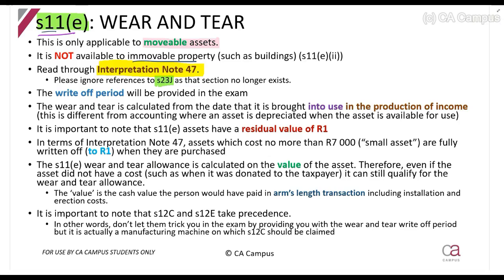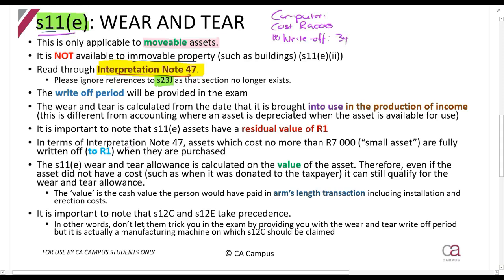Okay, so let's start talking about wear and tear. In simple terms, wear and tear works very similar to how accounting's depreciation works. So basically what will happen is, say you buy a computer. It has a cost of, let's say, 9,000 rands, and they'll tell you in the question that SARS allows you a write-off period. They'll tell you it's either in terms of Interpretation Note 47, or Binding General Ruling number 6. They'll make some sort of comment, but basically they'll give you the write-off period, whatever it is.